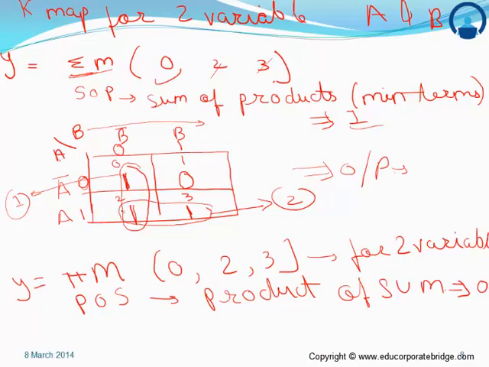for group number 1, A bar and A. Here A bar and A, both are there, so A bar and A get cancelled and the output that remains here is only B bar. Similarly for this group, B bar and B get cancelled and the output remains A. So the final output will be A plus B bar.